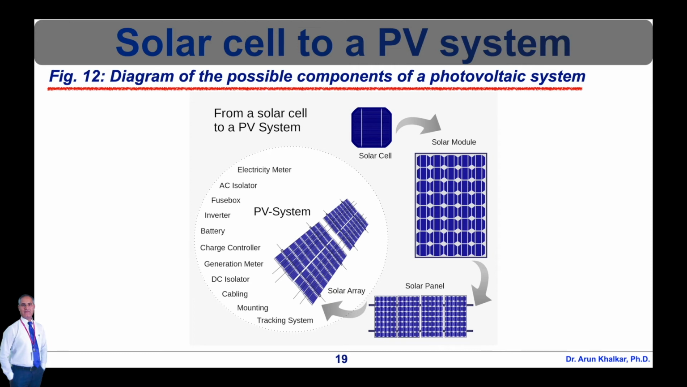After the installation of several solar modules, a solar panel is fabricated. And furthermore, this solar panel is connected to several PV system parameters, which are electricity meter, AC isolator, fuse box, inverters, batteries, charge controller, generation meter, DC isolator, cabling, mounting and tracking system. So this is just an overall view of the possible components of the photovoltaic system, in which the solar cell is one of the important components.